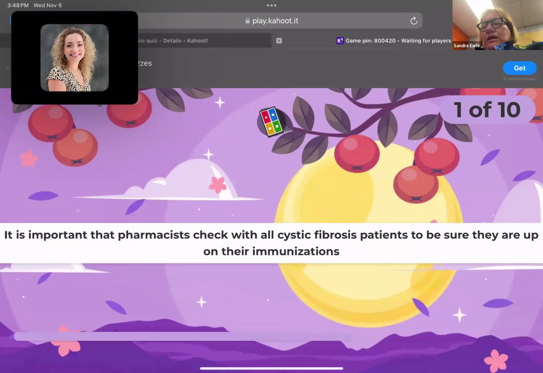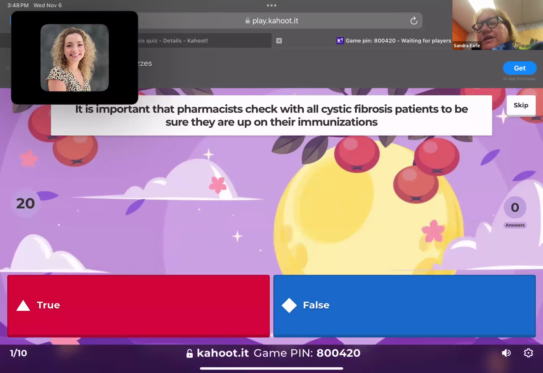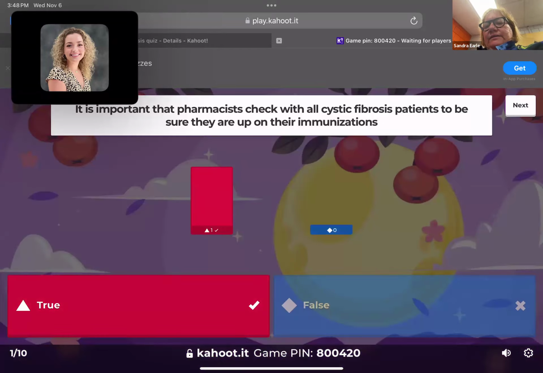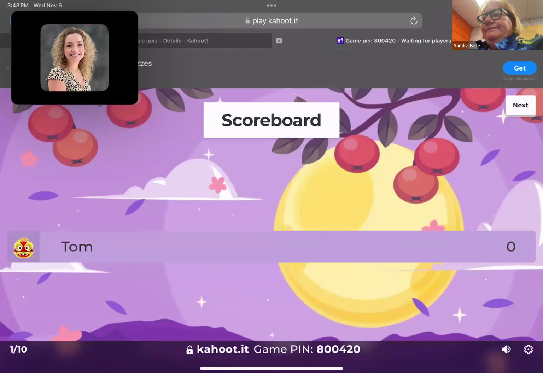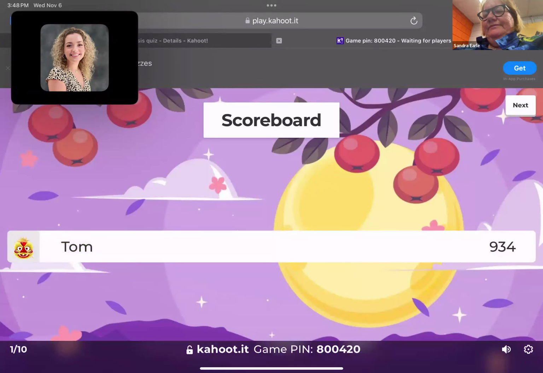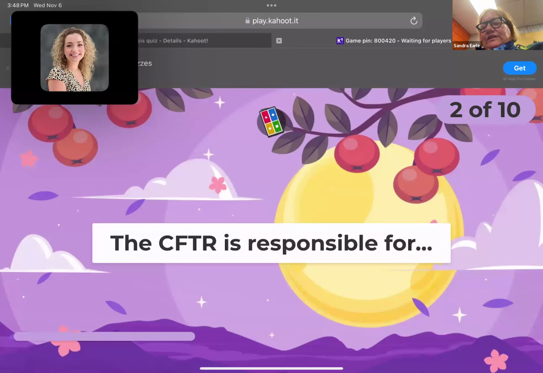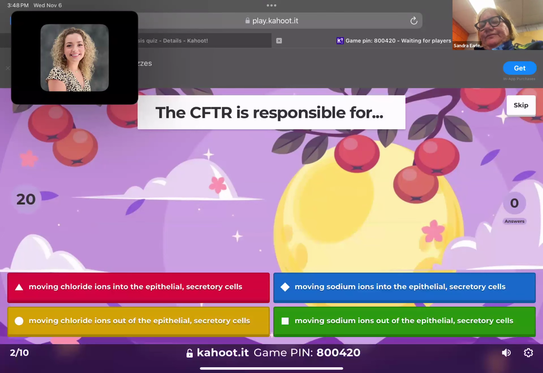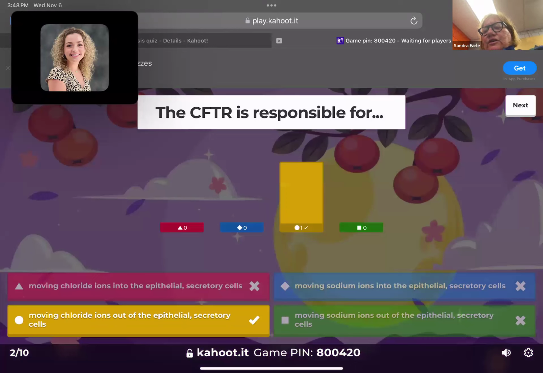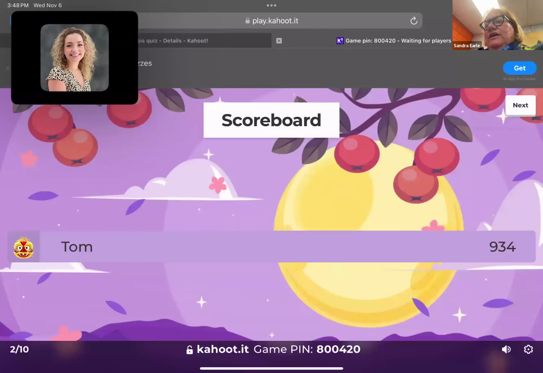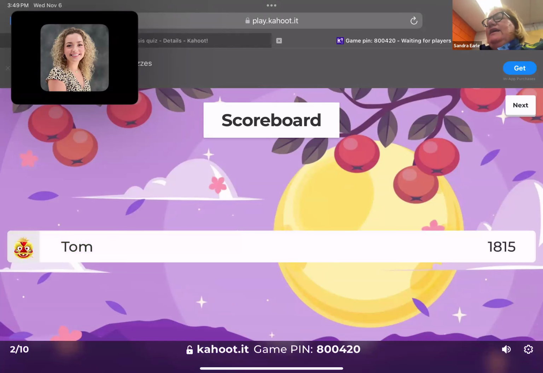I think we can agree that that's true, right? It's important that pharmacists, to me, that's one of our main roles. Everybody's good with that, right? All right, Tom. Here's that CFTR question. Right, so we can rule out these sodium ion ones because it really is about moving chloride ions, and it's going out so that the chloride ion can do a better job of helping to hydrate and get the right components in that airway surface liquid.